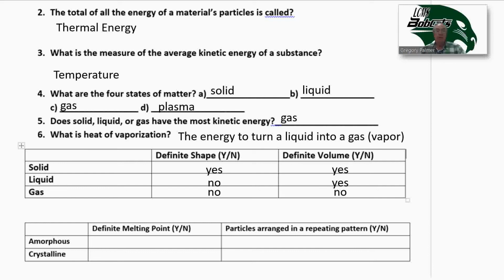We learned about two different kinds of solids, amorphous and crystalline. Amorphous solids did not have a definite melting point. The particles were not in a repeating pattern. Crystalline solids like ice had a definite melting point. It melts at 0 degrees Celsius. It's also the temperature it freezes at. And the particles are arranged in a repeating pattern. That pattern is called crystals.